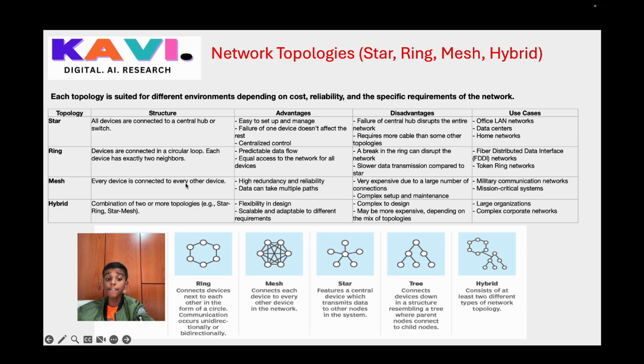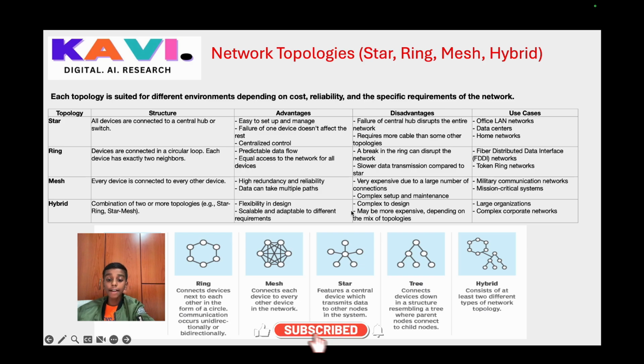So let's look at the advantages of the hybrid topology. The advantages for the hybrid topology, it has a flexibility in design and it's very scalable and adaptable to different requirements. Now let's move on to the disadvantages of the hybrid topology. The disadvantages are that it's very complex to design. So imagine you have a mesh with star and a tree. It's gonna take a lot of time to combine mesh, star and tree all together.